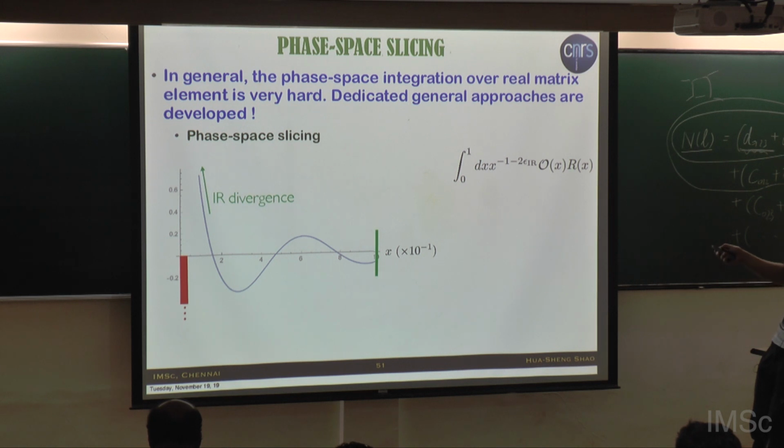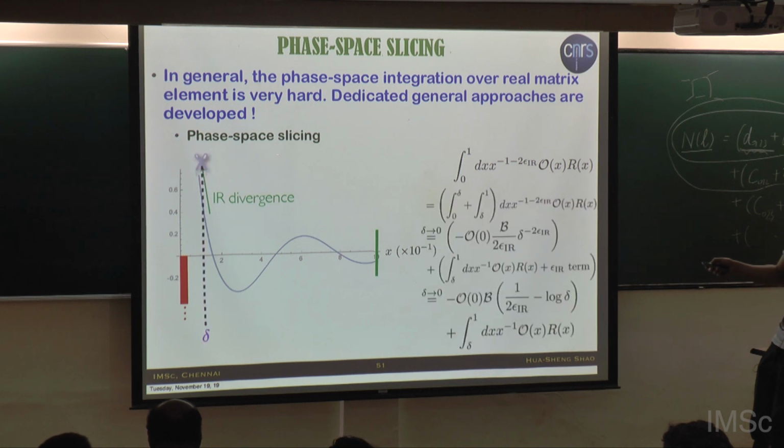In general, the phase space integration over the real matrix element is very hard. It's not like this simple case, so you need a dedicated approach, independent of the process. One way is phase space slicing. You can imagine that the divergent part is x going to 0, so let us divide the phase space integration into two parts: one from 0 to delta, where delta is very small, and the other from delta to 1.